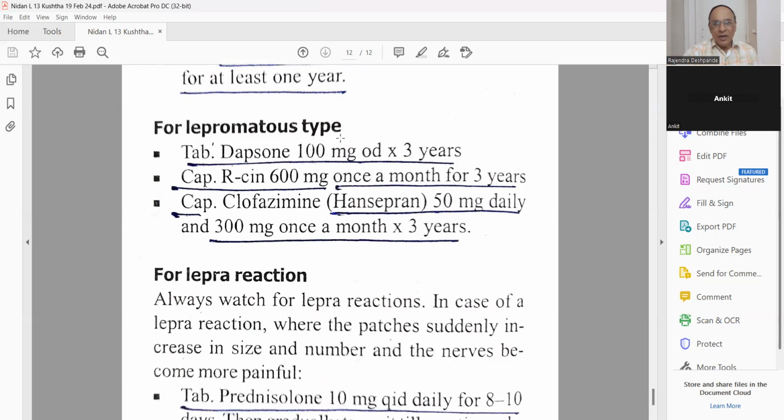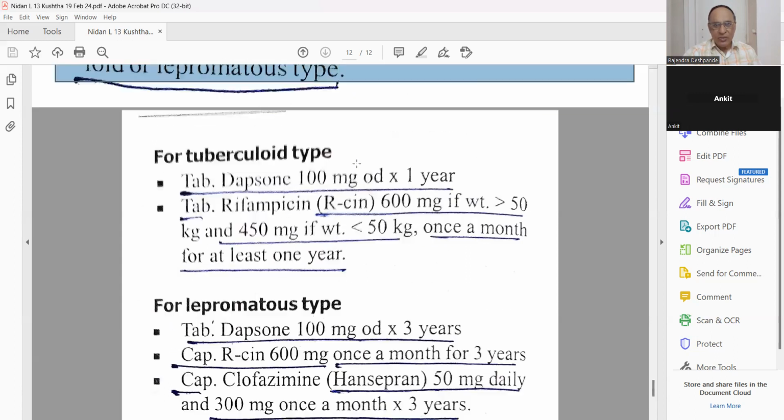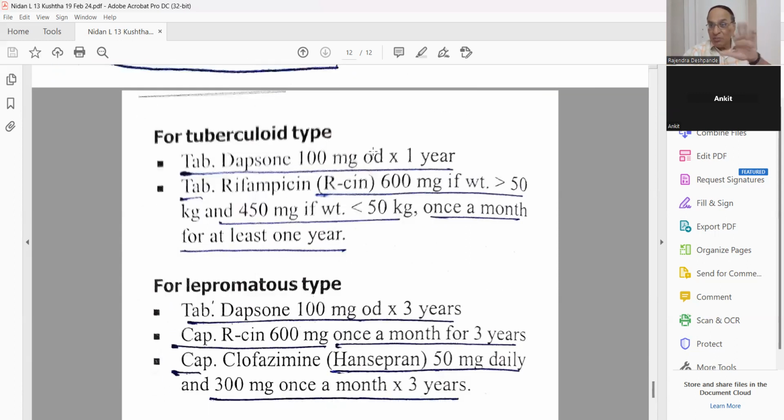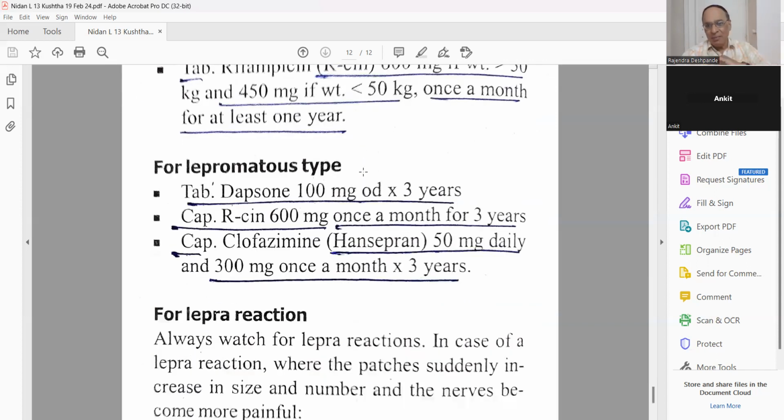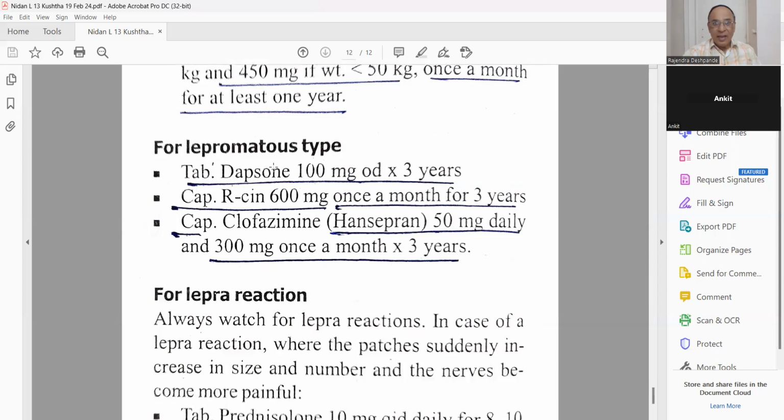Tablet dapsone, 100 milligram OD for 3 years. Can you see here? Here it is OD for 1 year because it is mild. Tuberculoid is always mild. This is a type, not related to TB, tuberculoid leprosy. And this is lepromatous leprosy. This is more serious. Capsule rifampicin, 600 milligram once in a month for 3 years. Previous was 1 year, this is 3 years. Capsule clofazimine, 50 milligram daily, and 300 milligram once in a month for 3 years.